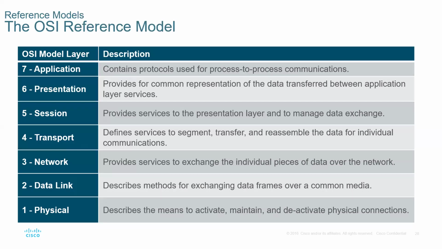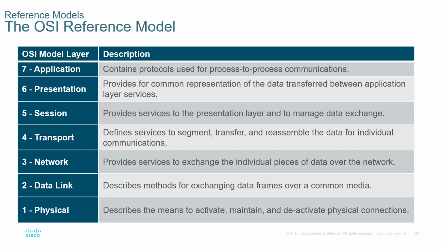We have the transport layer, which defines services to segment, transfer, and reassemble the data for individual communication. The transport layer ensures transmission of our information. It handles data segmentation, which we've touched on, and reassembling with the aid of sequencing, having my numbers. So the transport layer is responsible for that.